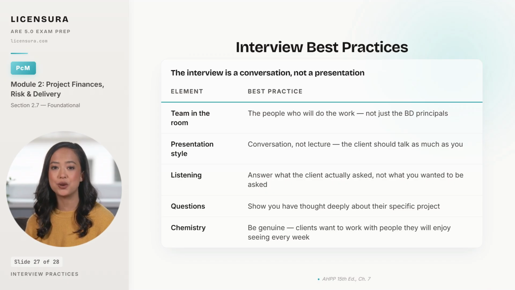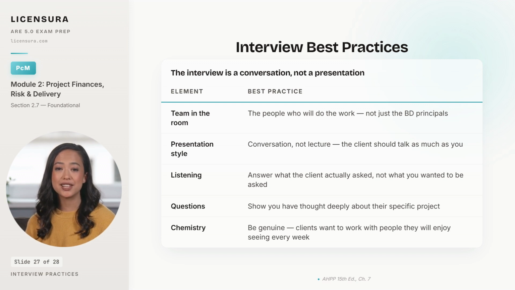First, who is in the room? Bring the people who will actually do the work, not just the business development principals who will disappear after signature. Clients can smell the bait and switch from a mile away. Second, the style. This is a conversation, not a lecture. If your team talks for 45 of the 60 minutes, you have not built rapport. You have given a sales presentation.